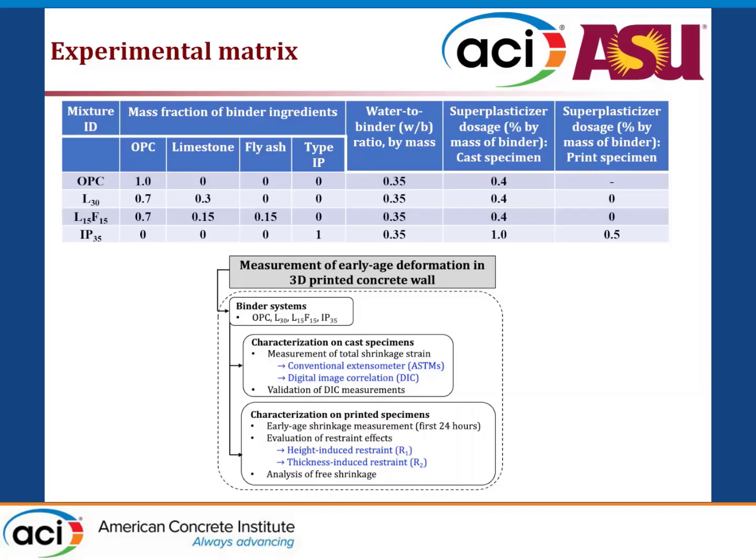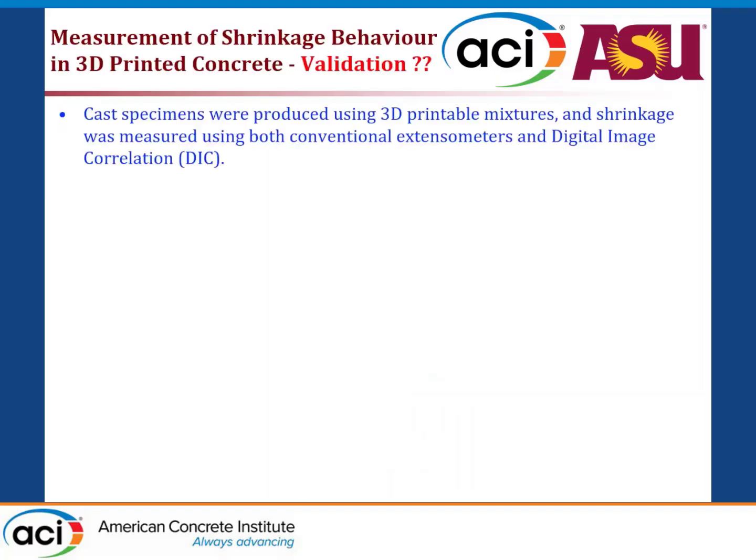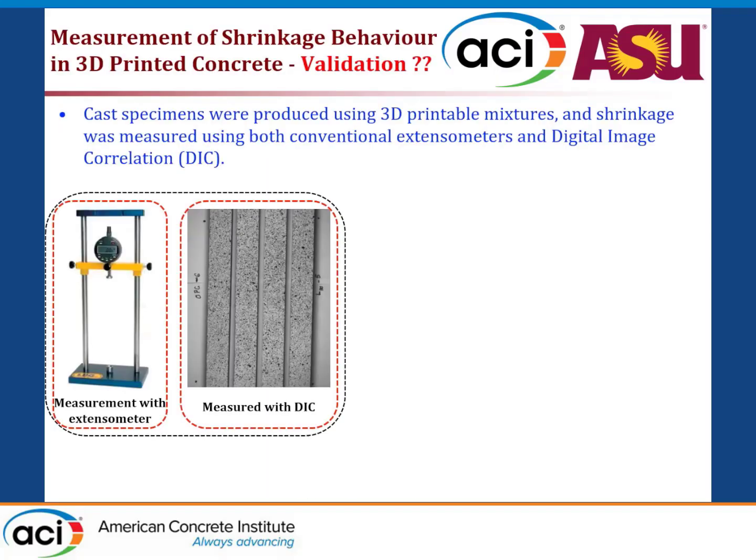But we actually do the cast specimen first to validate DIC, then we do the printed specimen to see what the printed effect is. So in terms of cast specimen, we do two kinds of measurement. One, the typical conventional method of measuring through the extensometer, and the other one is through measurement with DIC. So in DIC, what we have usually done is, once you cast the samples, we use the same samples for the extensometer and then a separate set from the same batch, separate beams, for DIC.